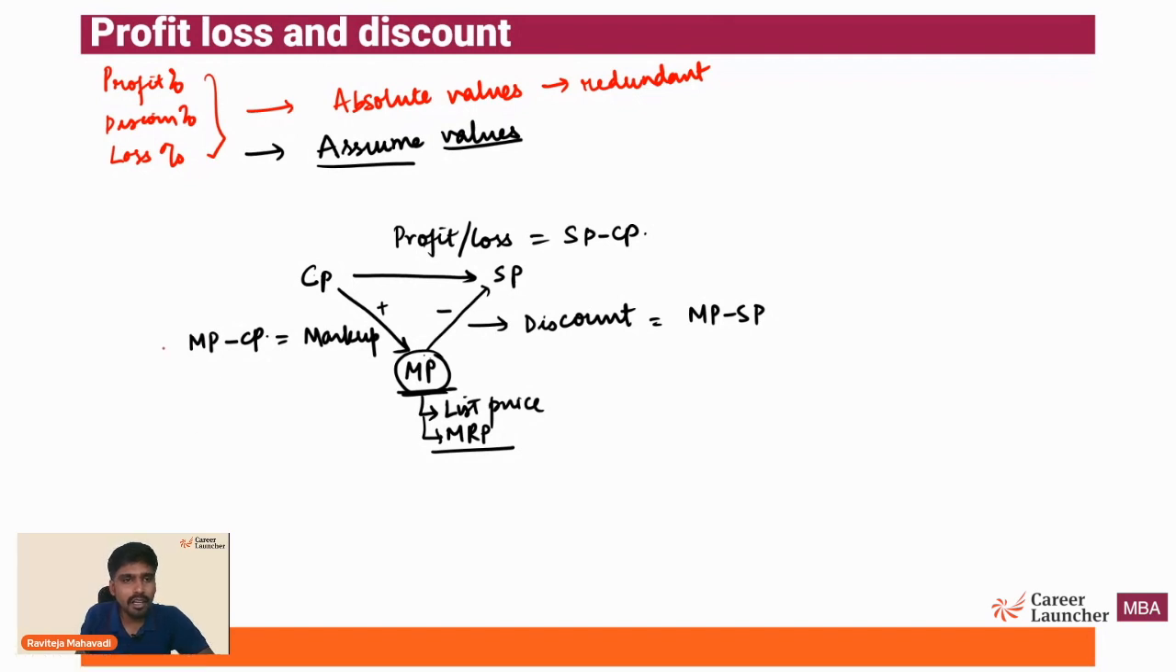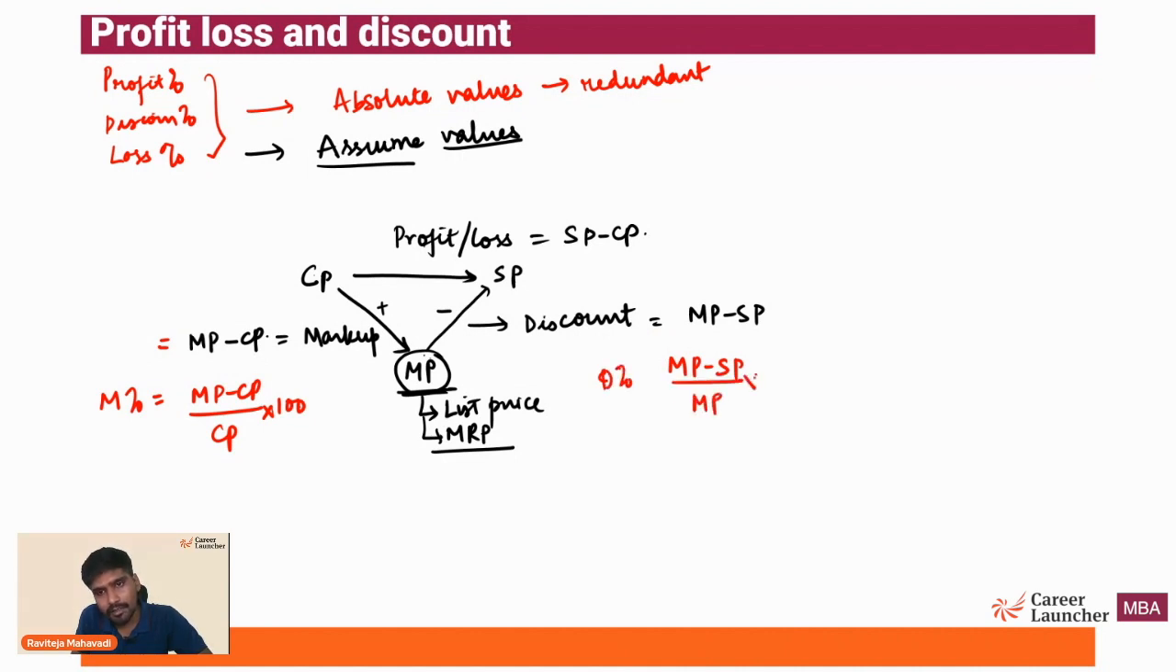Using this knowledge, we have to create what is markup percentage. Markup percentage will be equal to MP minus CP upon CP into 100. Discount percentage will be MP minus SP upon MP into 100, while profit or loss percentage will be SP minus CP upon CP into 100. So these are the various things that we need to understand.